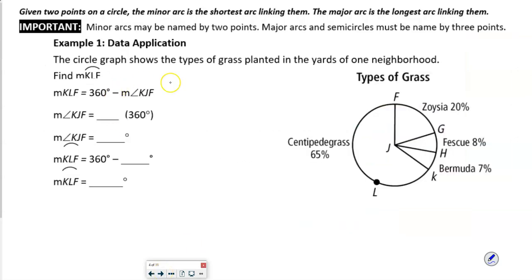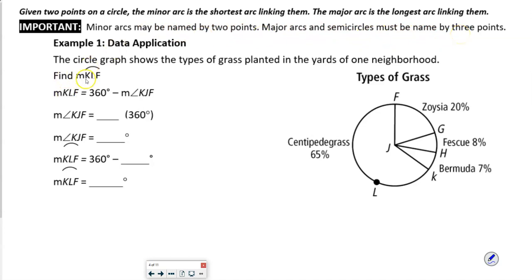All right. Given 2 points on a circle, the minor arc is the shortest arc linking them. So the major arc is the longest arc linking them, okay? So minor arcs may be named by 2 points. Major arcs and semicircles must be named by 3 points, okay? Very, very important point, okay?